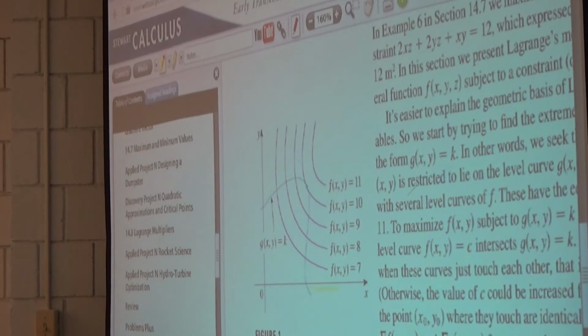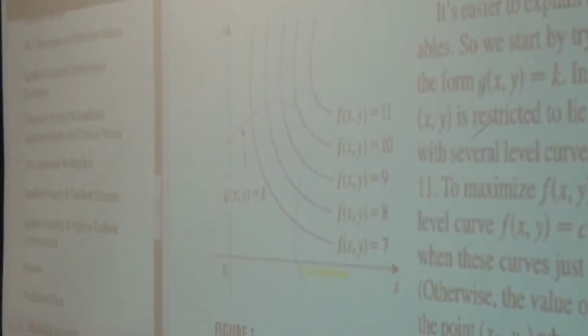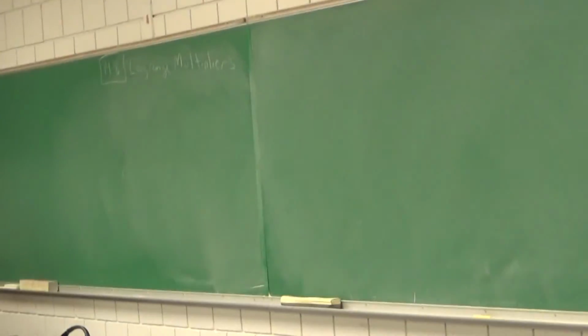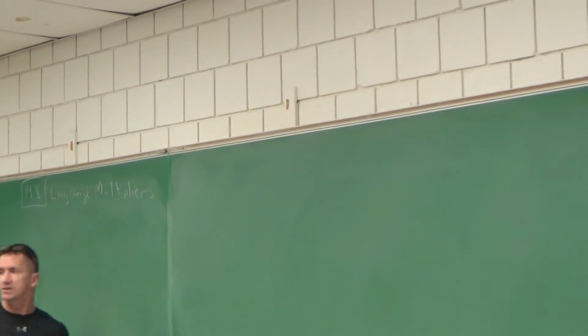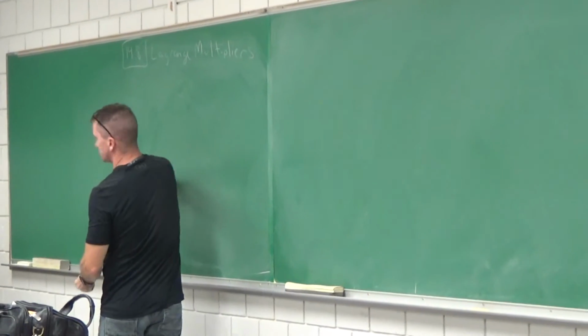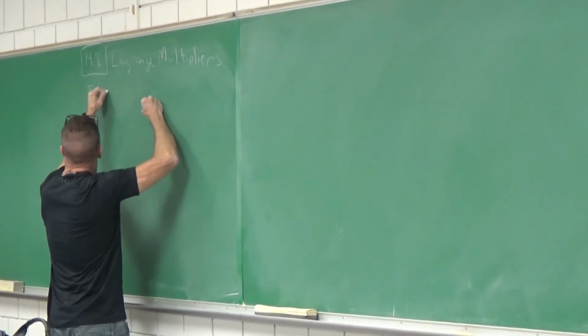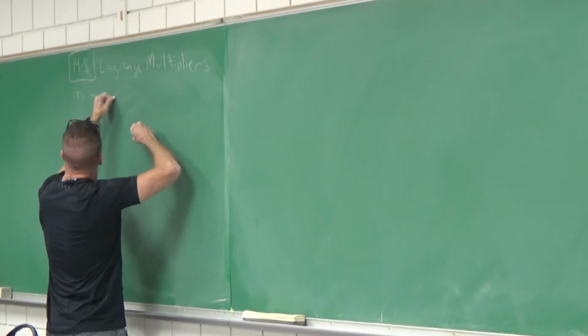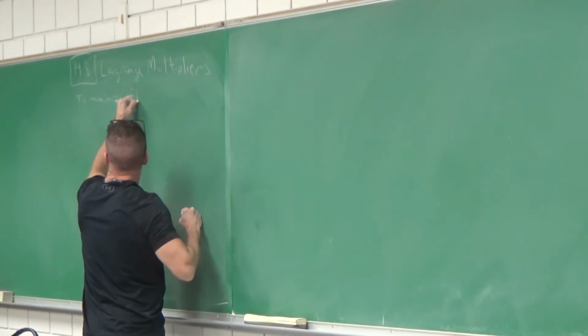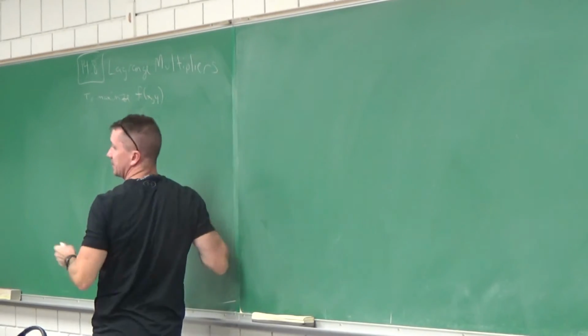So I'll turn this off and write it on the board. It's the idea of using gradient vectors. Throughout this whole section, you want to always call the constraint letter G. Does that work? Let's call it constraint G. So the Lagrange multipliers method is to maximize some function of x and y, let's say. It could be a function of x, y, and z.